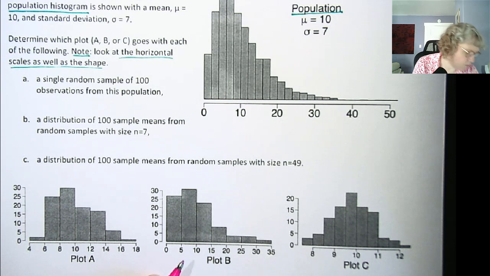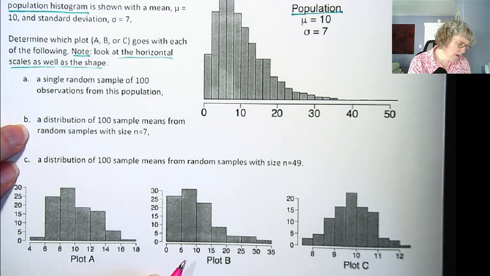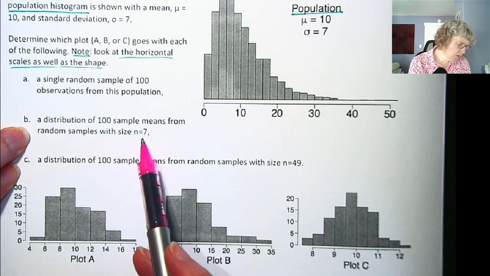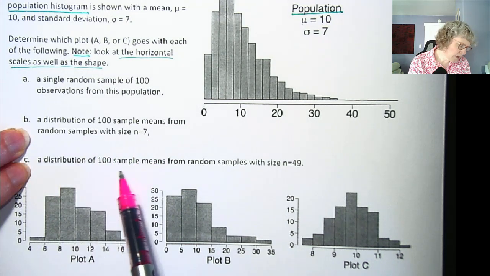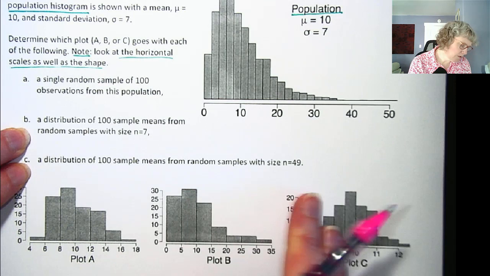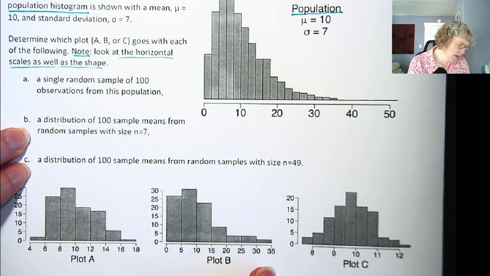A distribution of 100 sample means from random samples with n equals 7, and a distribution of 100 sample means from random samples with size n equals 49.